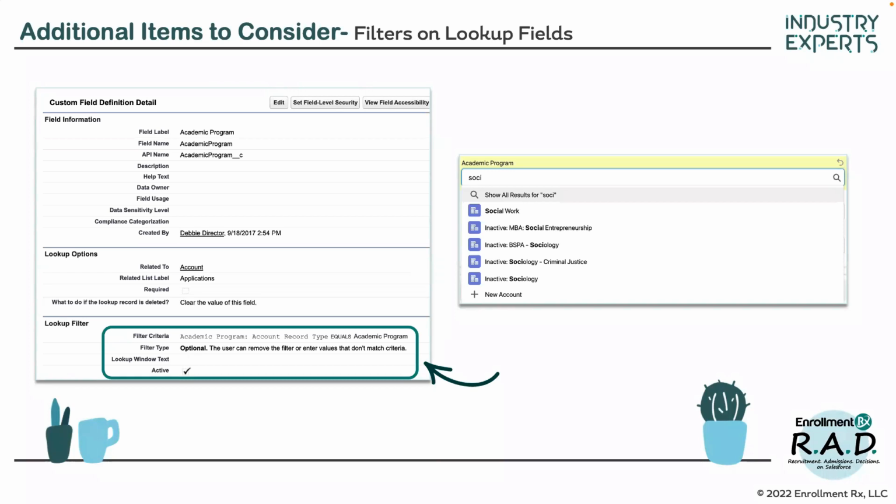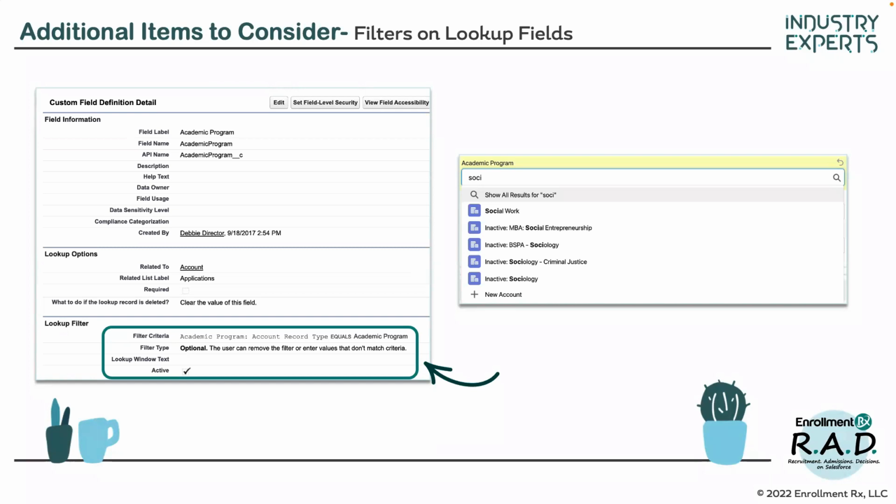Now, without any filters, if I was to change somebody's academic program on their account record, and I go into that field and try to search, I'm going to get every account that there is. In my account object, I might have educational institutions, other companies, programs, who knows, a dozen different record types. That's not helpful for somebody who's trying to change a program.